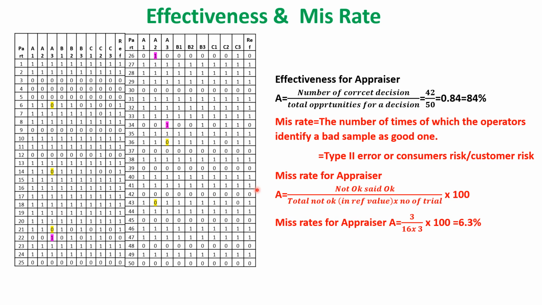So how many times has it happened? That is 3: 1, 2 and 3. That is 3 divided by total not okay in the reference value. So in the reference value, if I count 0, that will be 16, into number of trials. How many trials have we conducted? That is 3, and that gives 6.3. That is the miss rate for appraiser A, 6.3%.